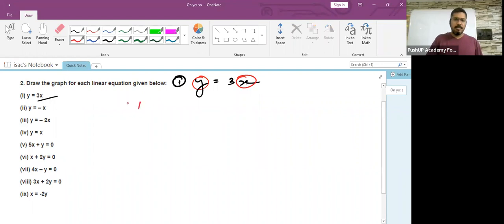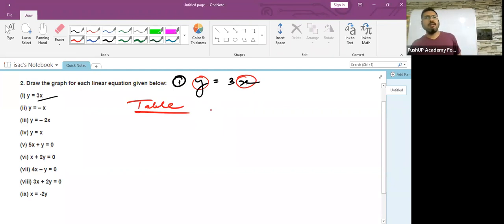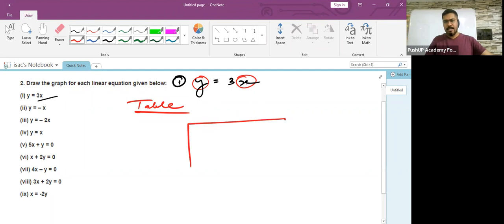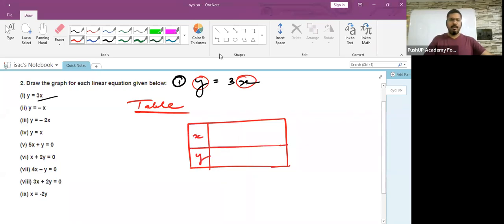Children, the very first thing which you need to do while drawing graphs of linear equations in two variables is create a table. What do you have to do? Create a table where you will write variable x, variable y. Okay? Where you will write variable x and variable y one over the other.